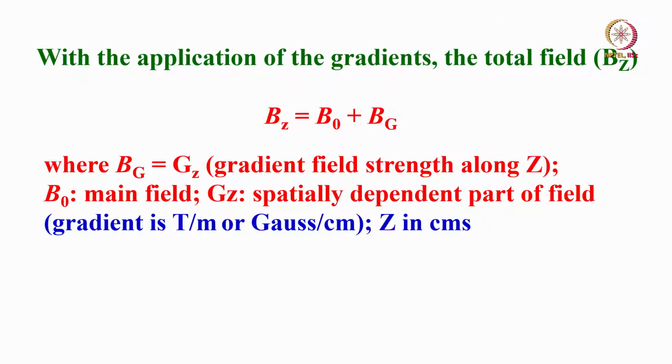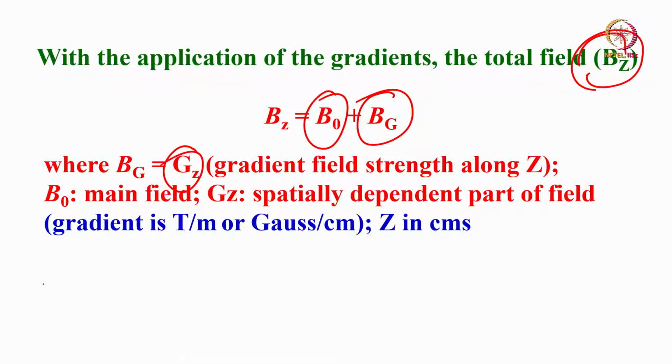So with the application of the gradient, the total B naught we can work out like this. Now B naught is the magnetic field. What is the total magnetic field now, with the application of the gradient field Bg? Bg is equal to Gz, because it is a gradient that is applied along the z axis. G is the strength of the gradient. G is always given as the strength of the gradient. The subscript tells me that we are applying it along the z axis.